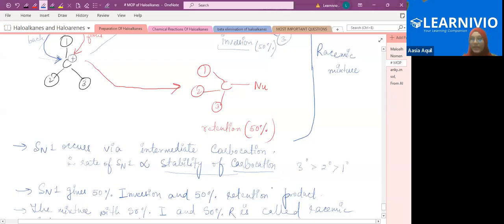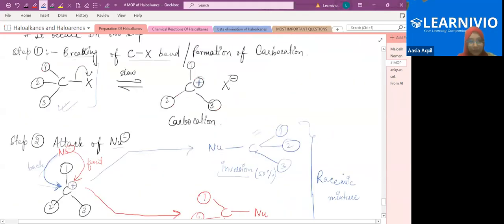Why? Because this reaction occurs via carbocation formation, right? And we know that the rate of SN1 reaction is directly proportional to the stability of carbocation, right? So stability of carbocation: the 3 degree, 2 degree, and 1 degree. Just remember that. Now you can write.